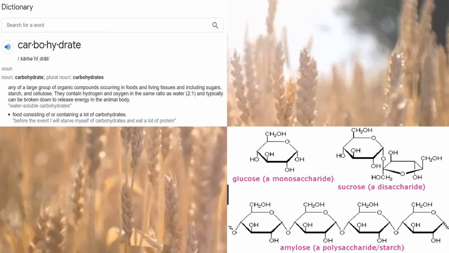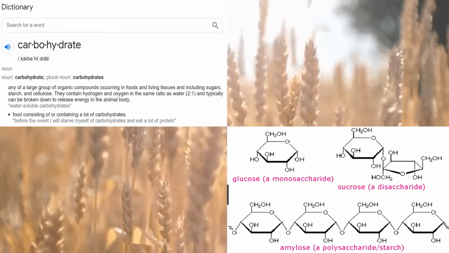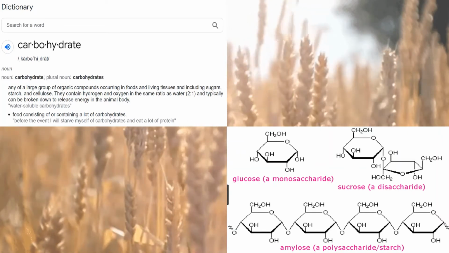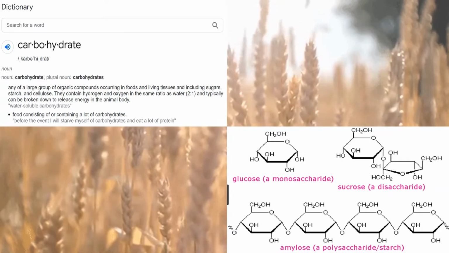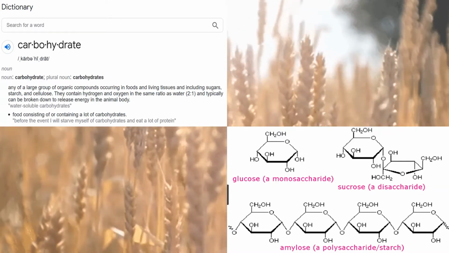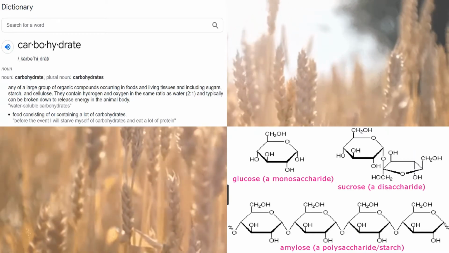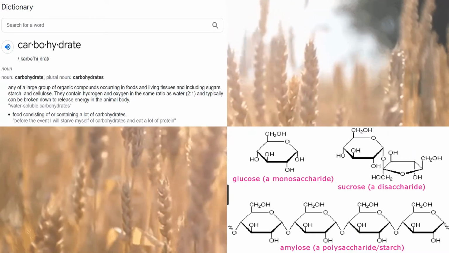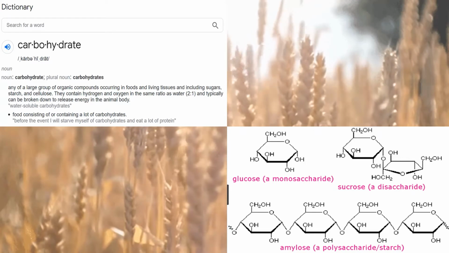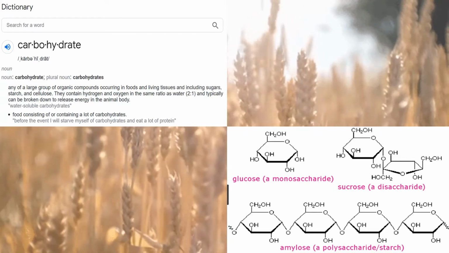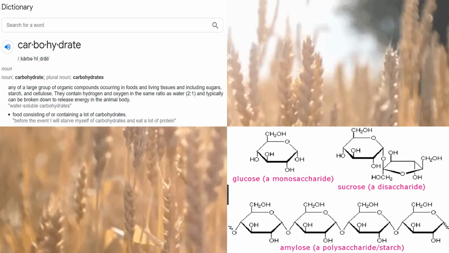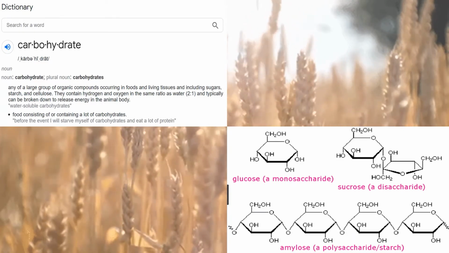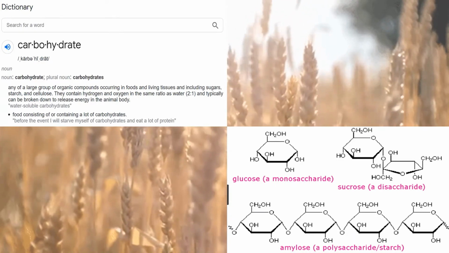Okay? Now let's get into some specifics of what each of those are. So first, the carbohydrate. It is any of a large group of organic compounds occurring in foods and living tissues, including sugars, starch, and cellulose. They contain hydrogen and oxygen in the same ratio as water, 2:1, and typically can be broken down to release energy in the animal body. So essentially, carbohydrates, they are food. They're the main thing that is broken down to release energy.